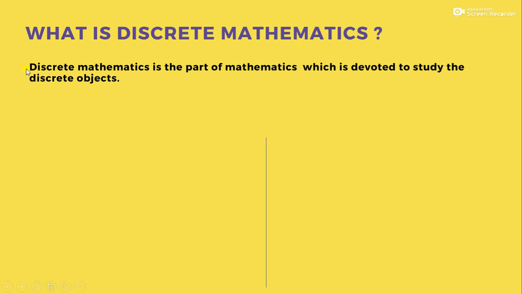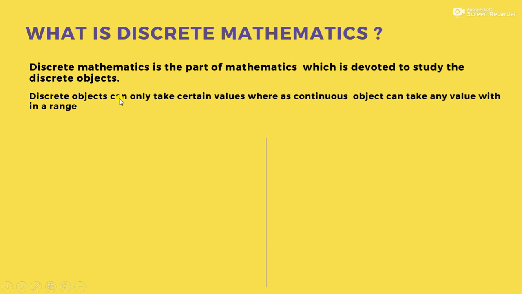So here we need to know what actually a discrete object is. Discrete objects are those objects which can take certain values, whereas continuous objects are those objects which can take any values within a range. So those objects which can take certain values are known as discrete objects. In this slide I am going to differentiate between discrete objects and continuous objects.